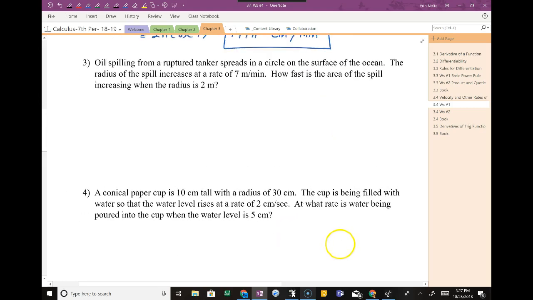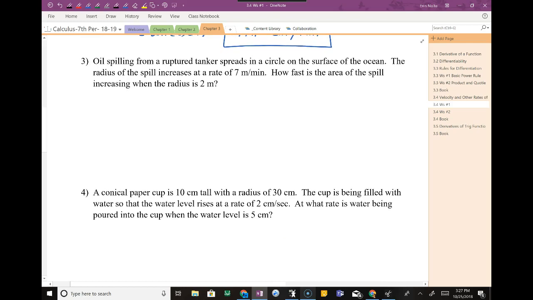Alright, so this is what I want you guys to do. I want you to do question number 3 and question number 4 for homework. Question number 3 is very similar to question number 2. You have the area of a circle increasing. That should be a piece of cake. Okay, question 4, you've got to actually think a little bit. We've got the conical pile. We'll see how that goes.